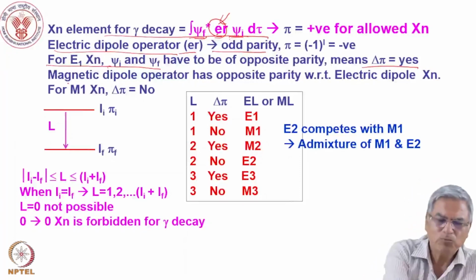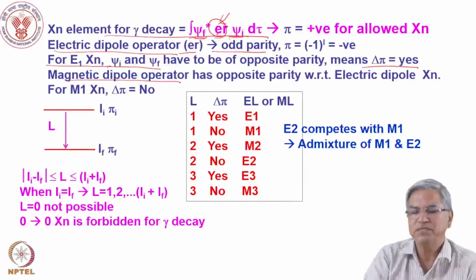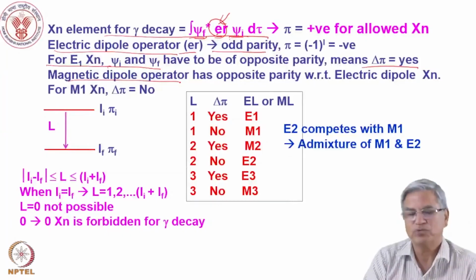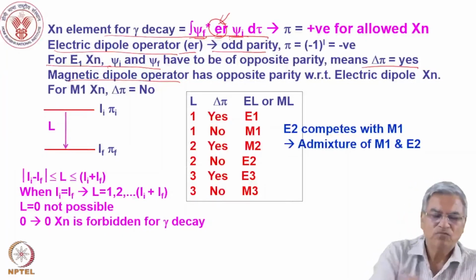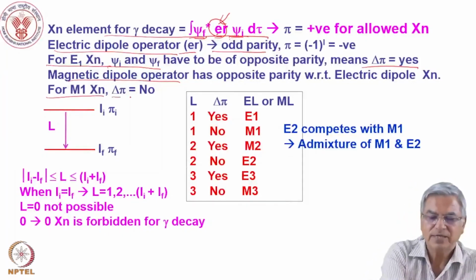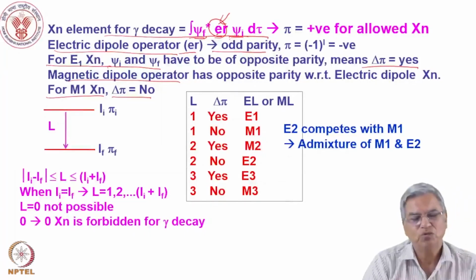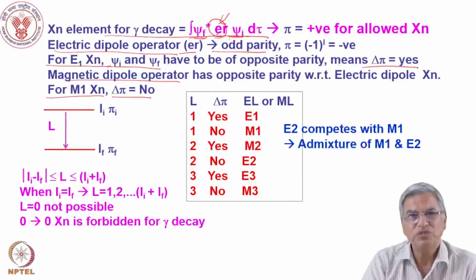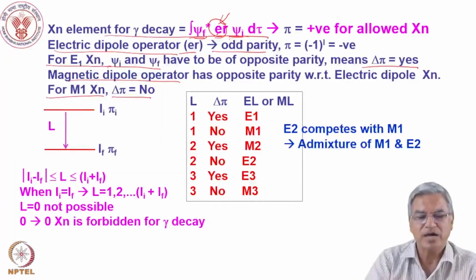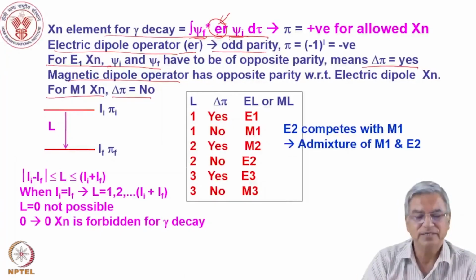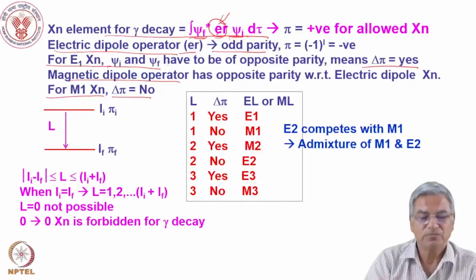And the magnetic dipole operator has opposite parity with respect to the electric dipole transition, and therefore for an M1 transition, delta pi is no. That means if a gamma ray has to be of M1 type, then there should not be a change in parity from psi i to psi f. So that is how we decide the parity of the transitions.